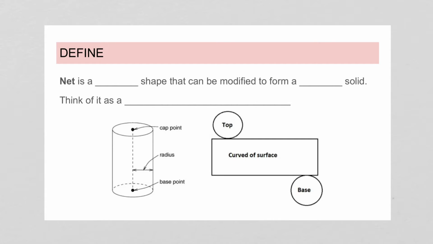It might be helpful for us to draw what's called a net, and a net is a two-dimensional shape or a 2D drawing that can be modified to form a 3-dimensional solid. So we can think of that as like a pattern, or maybe a template, depending on what you feel comfortable with.